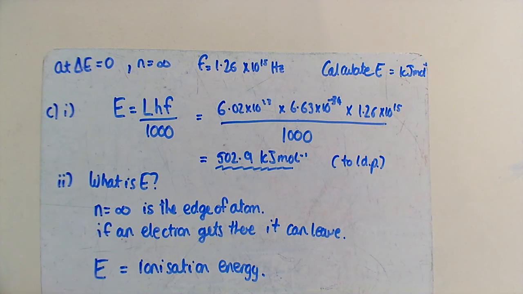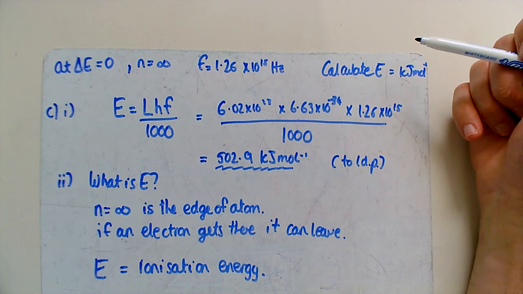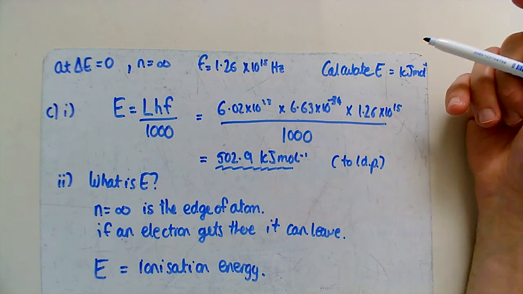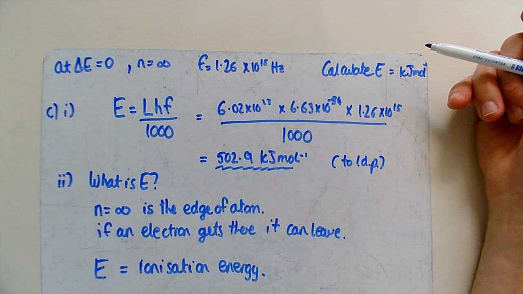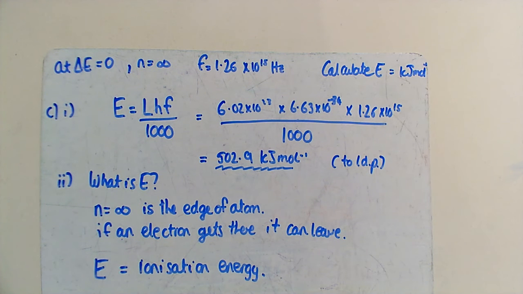Every electron in an atom will have a specific amount of energy that takes it from its ground state to n equals infinity. And once you're at n equals infinity, you can leave the atom. And so in that case, it would be described as your ionization energy.